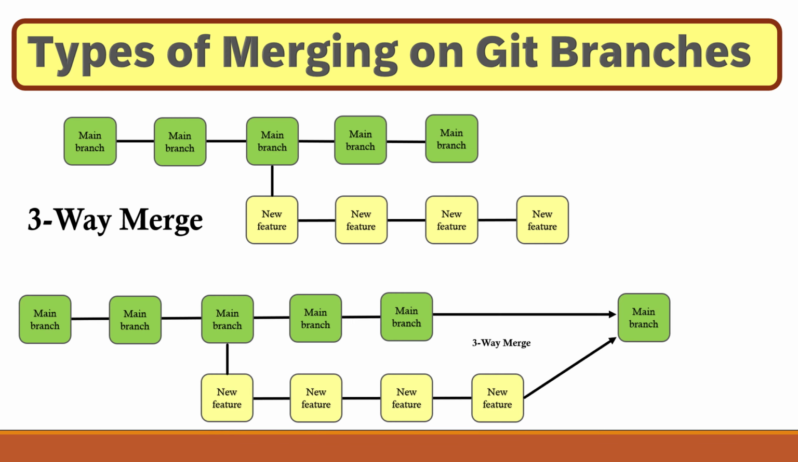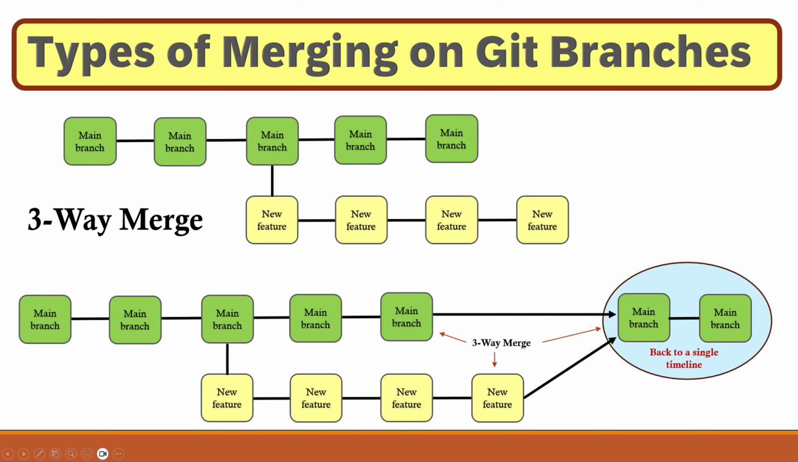So the three-way merge being the latest commit on the main branch, the latest commit on the new feature branch, which results in a new commit based on all of the changes that have occurred. And that's why it's known as the three-way merge. And this becomes the new head as well. So this is it. This is the three-way merge. And as a result, it created a new commit, which consolidated all of the changes together.